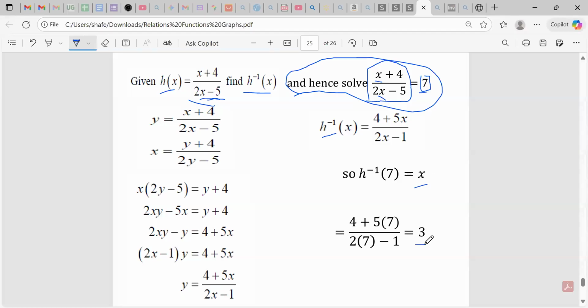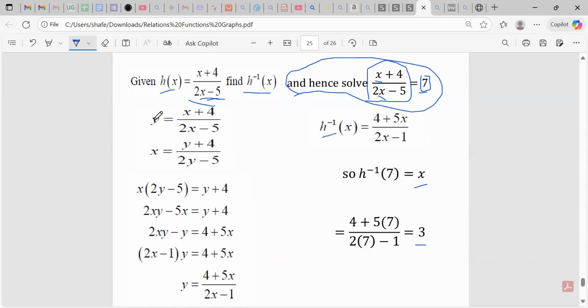Right? And that's what they did here and get 3. But we'll come to that. Let's find the inverse before we go any further. So we're going to go through the steps again. You let H(x) be y, so you put back the function there. So y is equal to, put back the function.